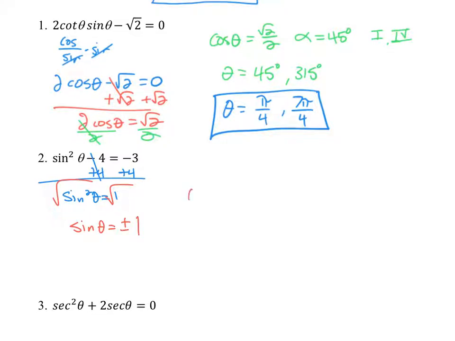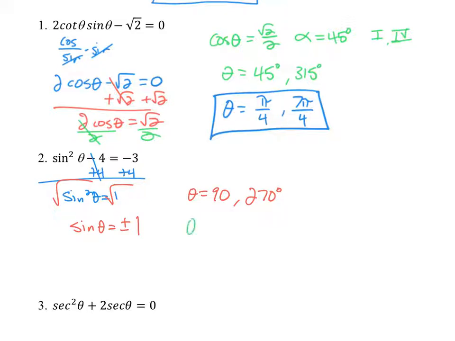Sine has a y value of 1 at 90 degrees and negative 1 at 270 degrees. So our answer in degrees is 90 and 270. That would be a positive 1 for 90 degrees and a negative 1 for 270 degrees for a sine ratio.